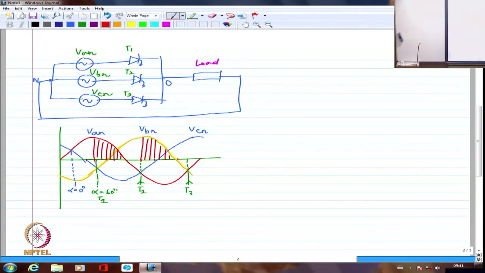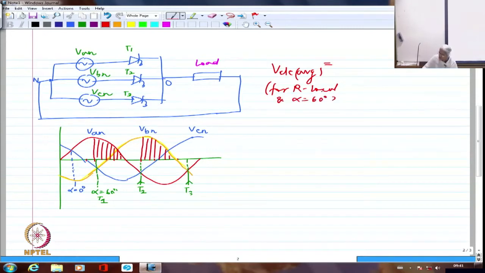So when I actually calculate the expression or compute the voltage, I should say VDC average in this case for R load and alpha equal to 60 degrees will come out to be the integral of Vm sine omega t d omega t, no doubt, but it is starting from 90 degrees of VAN. So I should say it starts from 90 degrees and it goes until 180 degrees. That's all. This is for R load.